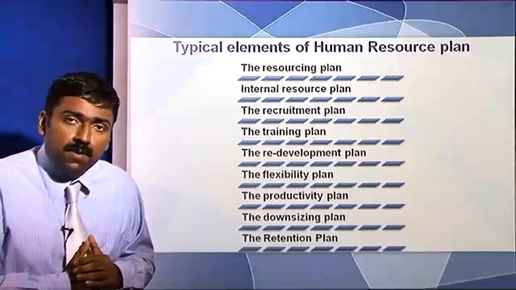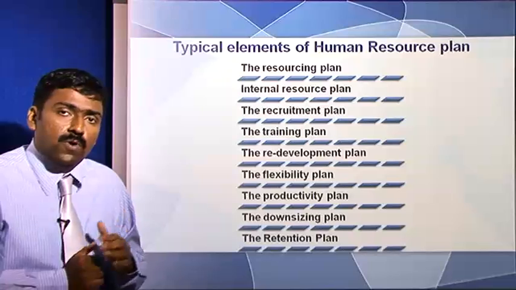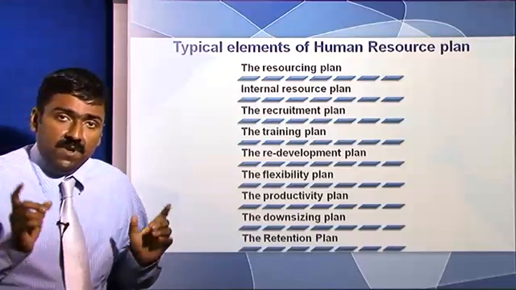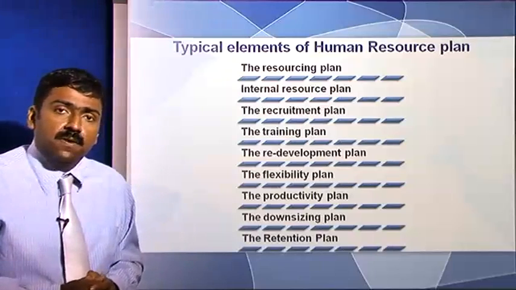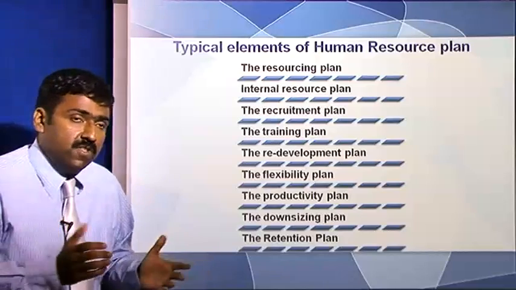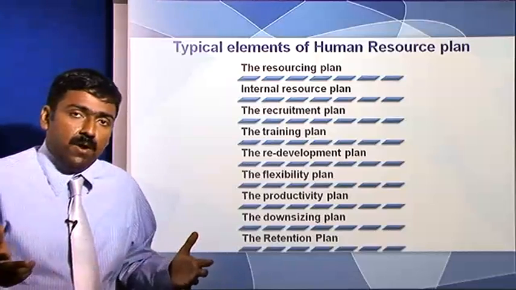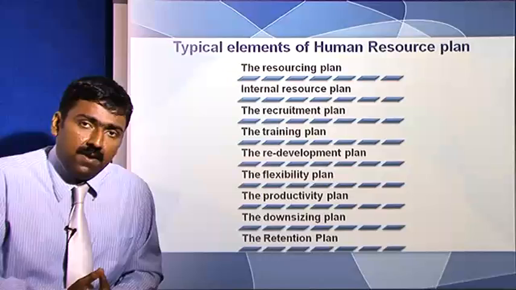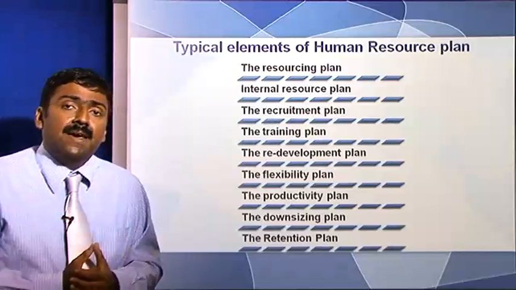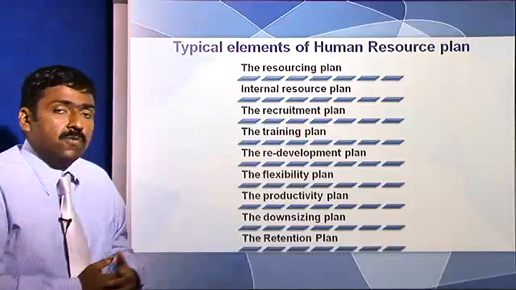The downsizing plan: in the worst case scenario, in an adverse business climate, how do you respond by having a downsizing plan? In what ways, within the legal framework, do you downsize and still maintain employee morale and motivation and carry on with the business? That is brought out by the downsizing plan. And the retention plan: what are the monetary rewards, fringe benefits and other programs that you have in place to motivate and retain people in the organization. So this sums up the typical elements of a human resource plan.